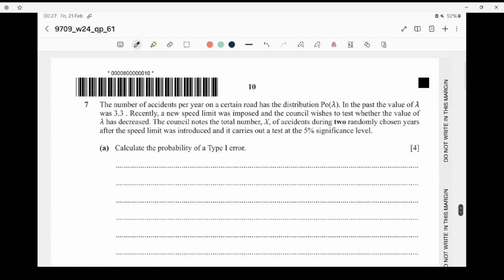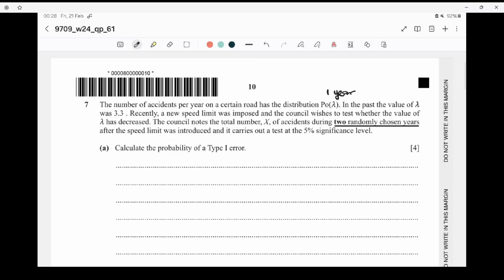Question 7. The number of accidents per year on a certain road has a Poisson distribution. In the past, the value of lambda is 3.3. Recently, a new speed limit was imposed, and the council wishes to check if lambda has decreased. You have a total number X during 2 randomly chosen years. So you need to be careful because the lambda over here is for 1 year. Alright.